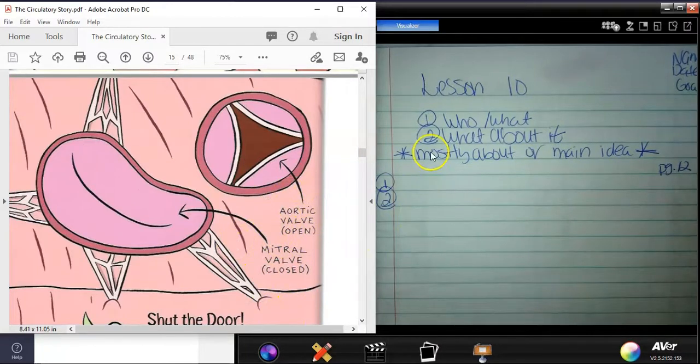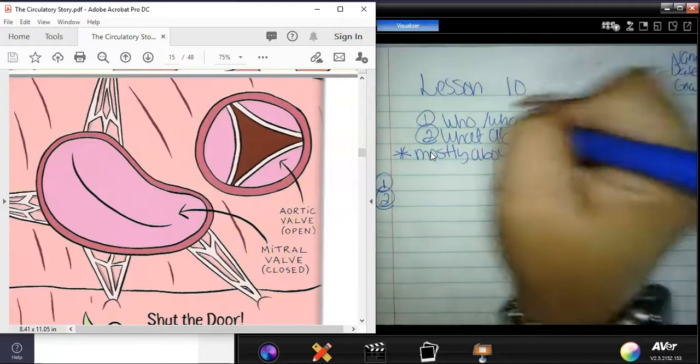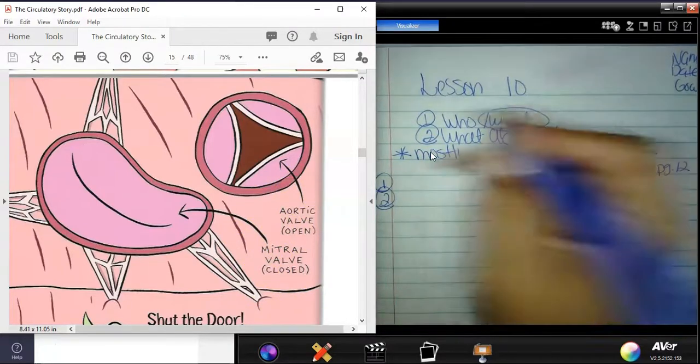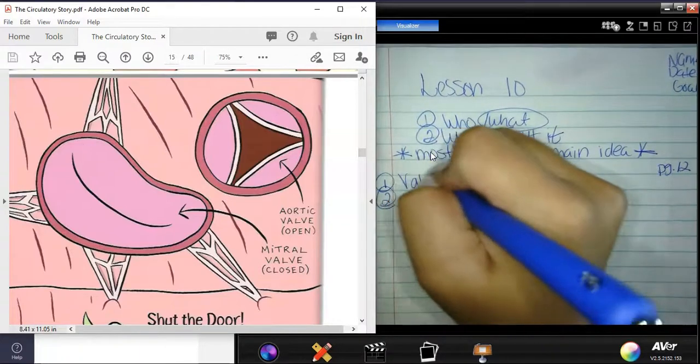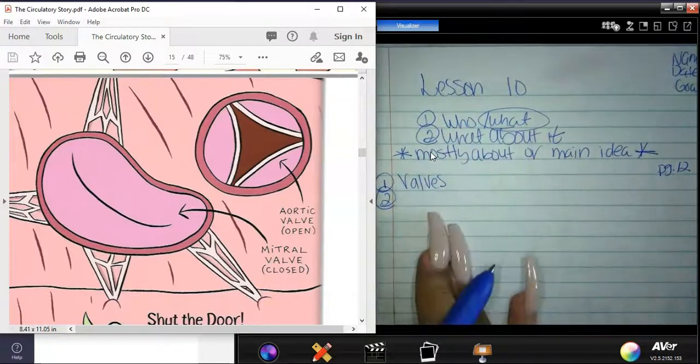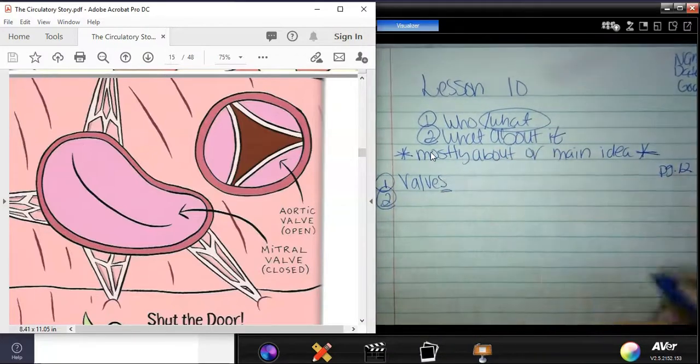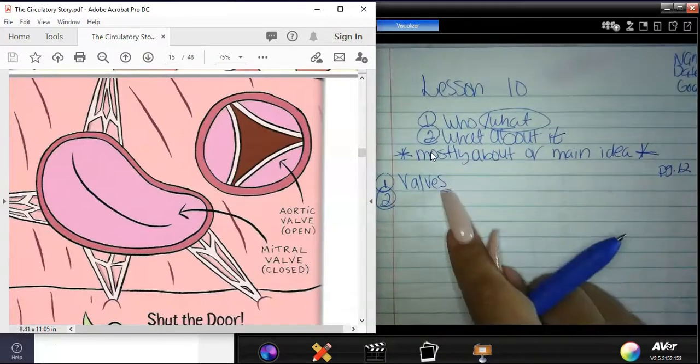So boys and girls, do I have a who or a what? I have a what. I'm going to circle what. What is my what? The valves, right? Okay, so I can write here valves. You could put the aortic valve and the mitral valve. I'm going to put valves. Remember, it is plural. That means there's more than one.